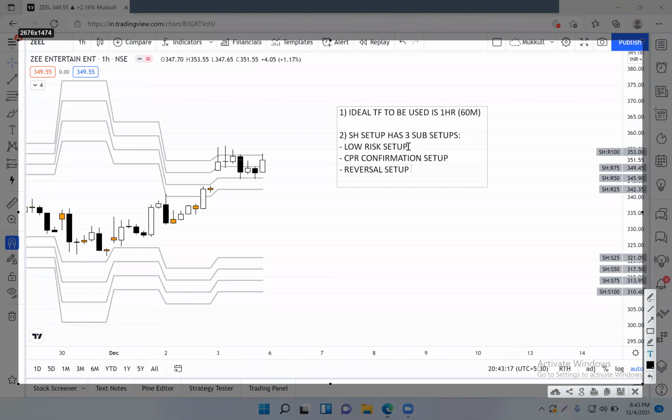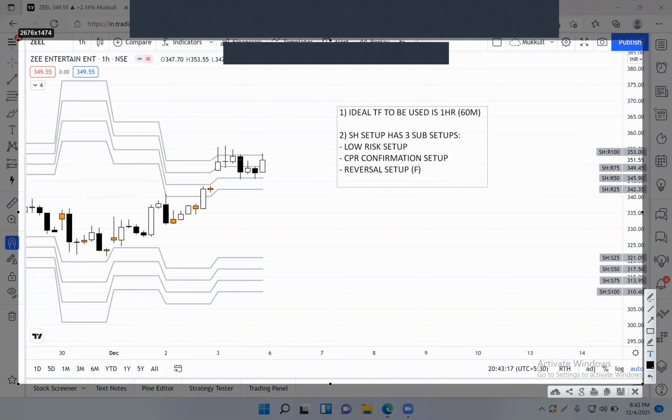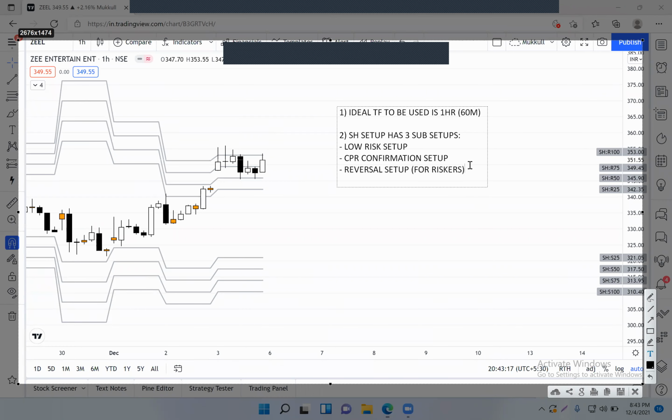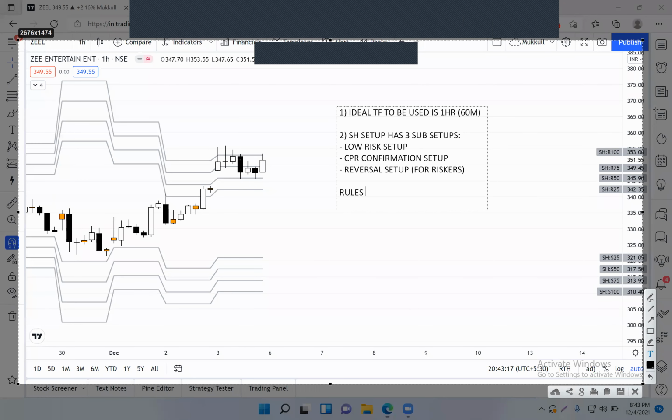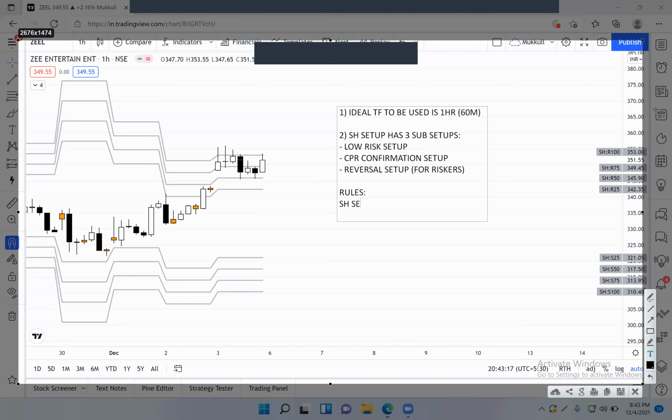So these are 3 setups, but mind it, this is for risk takers only. Not for safe players. Safe players will include only these 2 particular setups. Correct. Now, generally, what are the rules? Basic rules. SH basically has in general 3 basic rules, right?